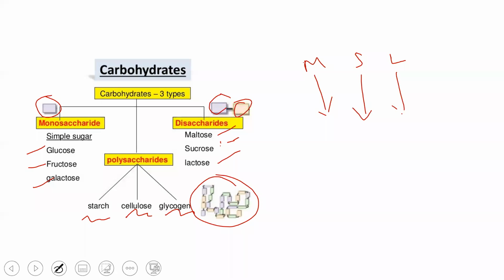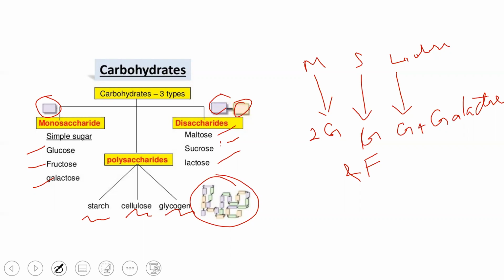The breakdown of each one of them is important to know. The maltose, by the maltase enzyme, breaks down to the 2 glucose. The sucrose, by sucrase enzyme, is gonna give you glucose and fructose. The lactase breaks down lactose to glucose and galactose.